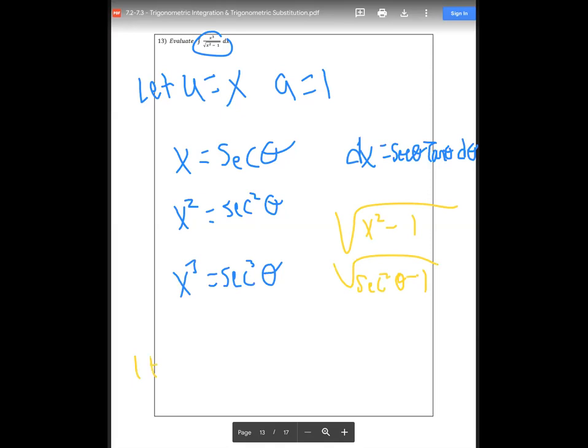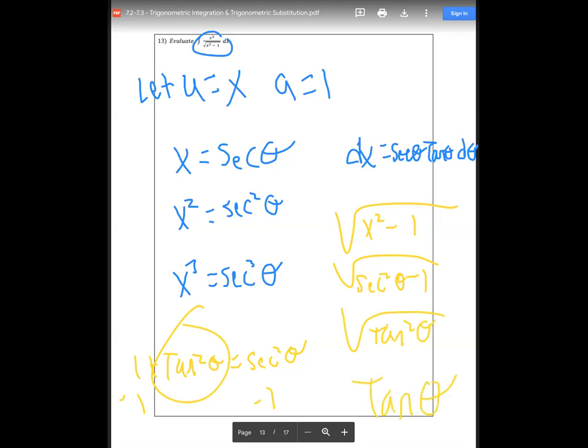1 plus tangent squared of theta is equal to secant squared of theta. We subtract 1 from both sides. This just becomes equal to tangent squared of theta. And we know that the radical is now equal to tangent. That's simple. So now we're going to plug in.